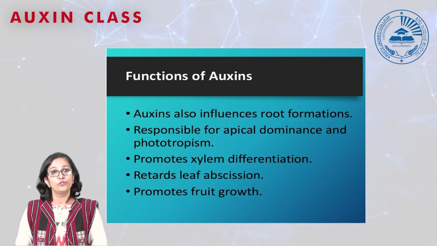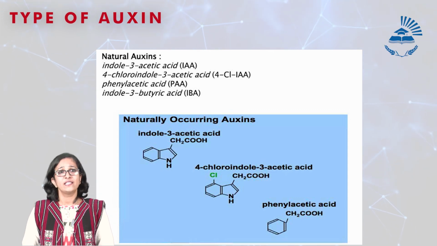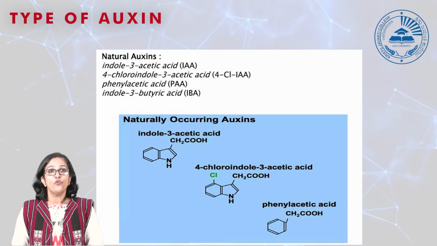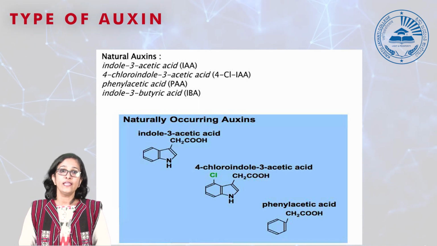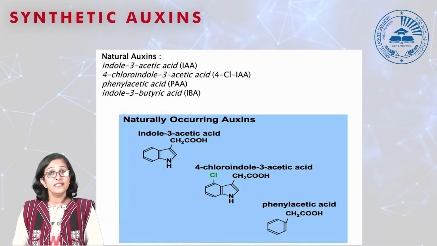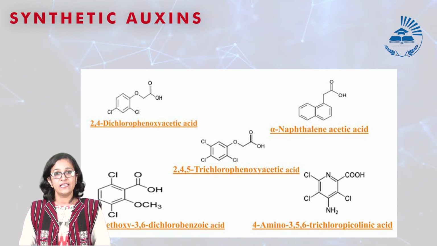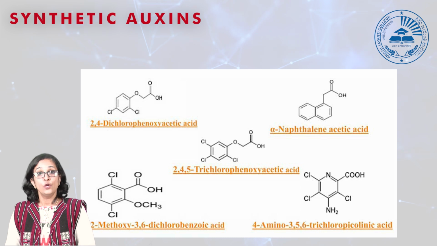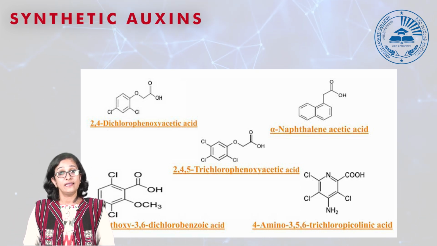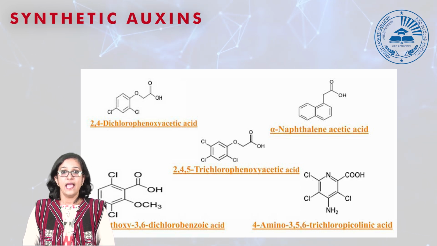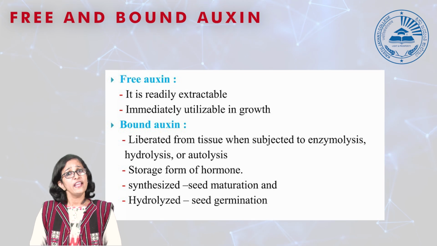and promotes fruit growth. And coming to types of auxins, the naturally occurring auxins are indole-3 acetic acid, 4-chloro-indole-3 acetic acid, phenyl acetic acid and indole-3 butyric acid. And synthetic auxins are like 2,4-dichlorophenoxyacetic acid, alpha-naphthalene acetic acid, 2,4,5-trichlorophenoxyacetic acid, 2-methoxy-3,6-dichlorobenzoic acid and 4-amino-3,5,6-trichloropicolinic acid.